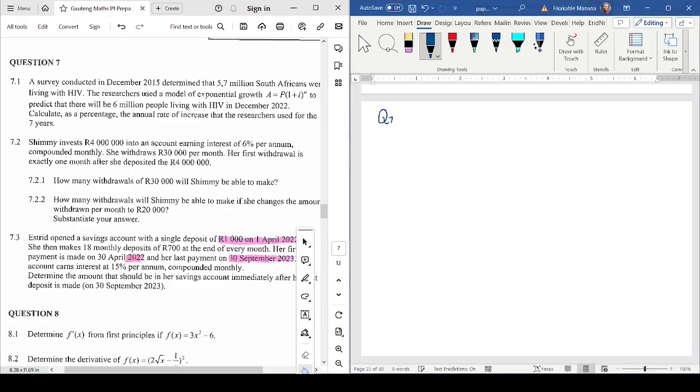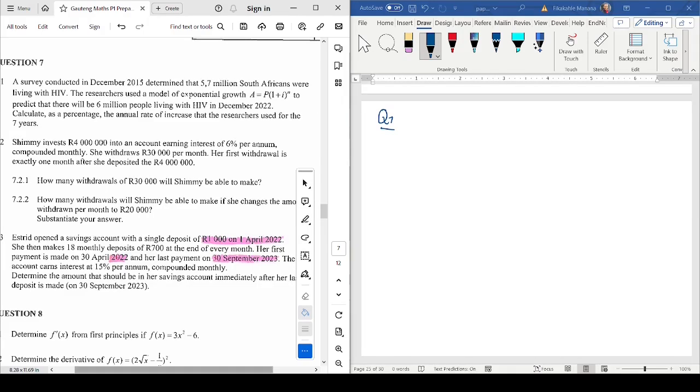Question 7. A survey conducted in December 2015 determined that 5.7 million South Africans were living with HIV. The researchers used a model of exponential growth to predict that there will be 6 million people living with HIV in December 2022. Calculate as a percentage the annual rate of increase that the researchers used for the 7 years.